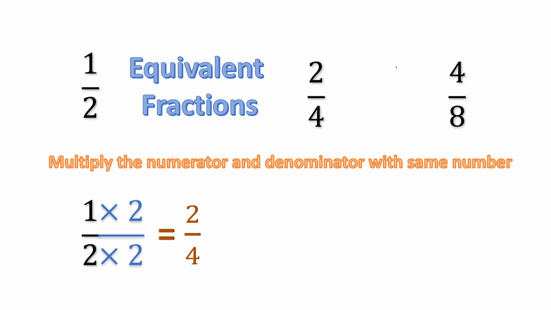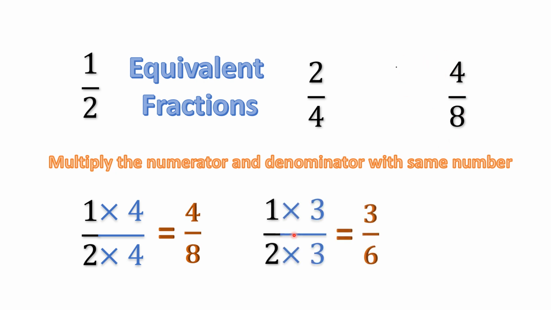Now we can also try another example. I am taking the number 4. This is of my choice. I am multiplying 1 with 4. I am multiplying 2 with 4. And what do I get? 4 over 8. So see, we have got one more equivalent fraction of 1 over 2.